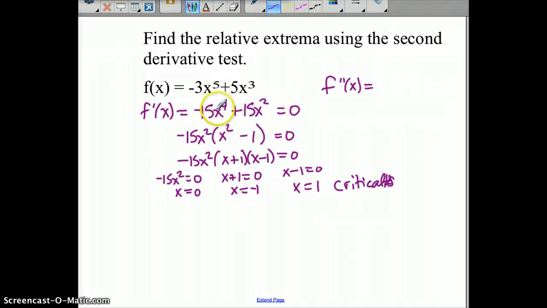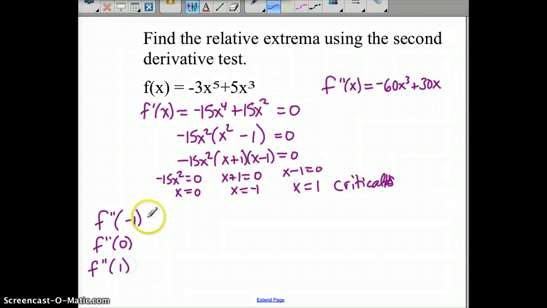Taking the derivative of the derivative, negative 60x to the third plus 30x. Now we don't want to set that equal to 0 because I don't care about points of inflection. I'm going to take that second derivative and plug my critical numbers in. So I'll plug in negative 1, and I'll plug in 0, and I'll plug in 1.